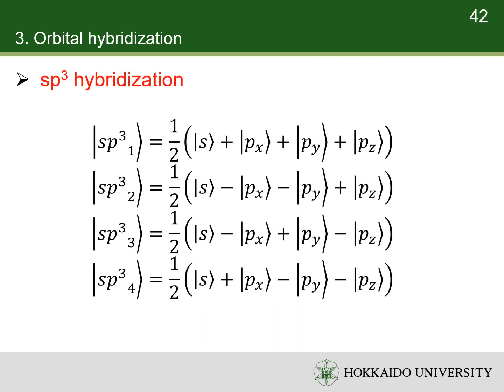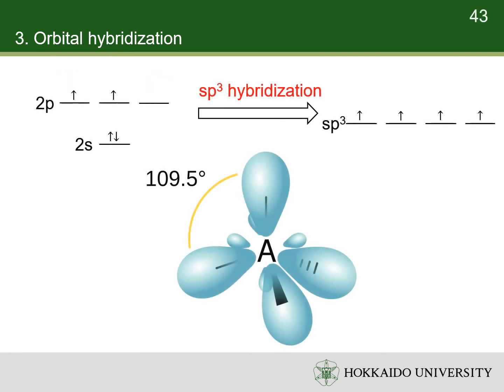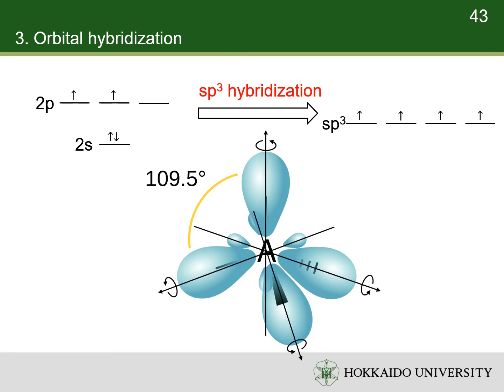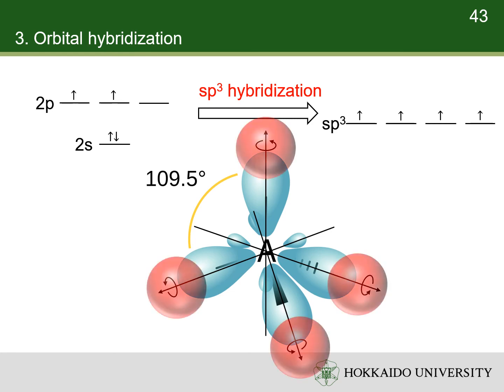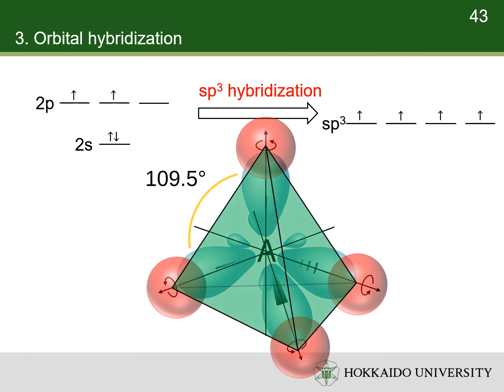Finally, the sp3 hybridization. This time, all the p orbitals are used. The hybridized orbitals have identical energy. They are all cylindrically symmetric and have 109.5-degree angle between each other. They can form 4 sigma bonds with other atoms. They are at the vertexes of a regular tetrahedron. The carbon atom in methane is sp3 hybridized. That is why it has a regular tetrahedral structure.